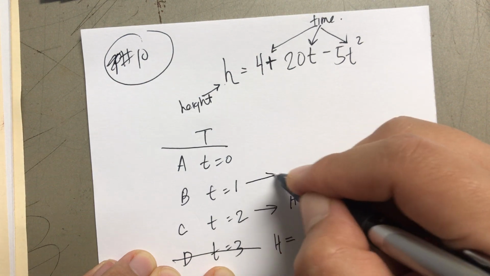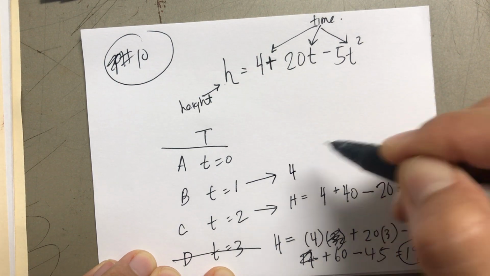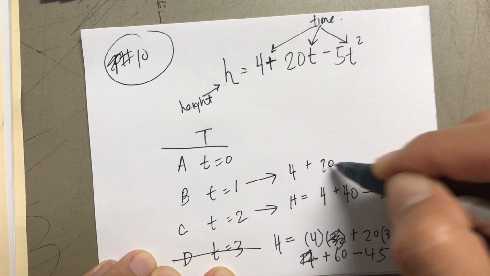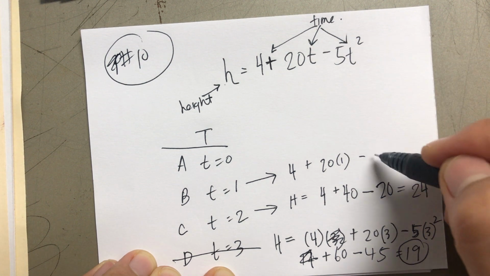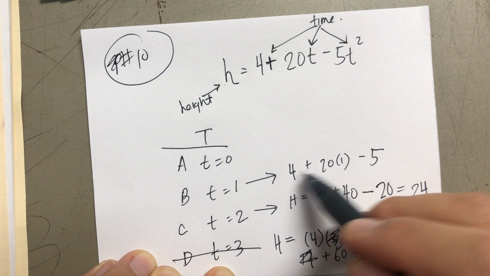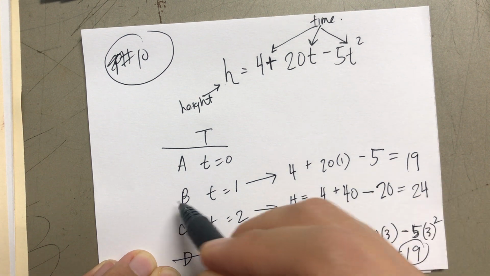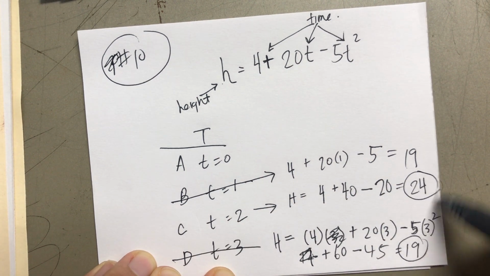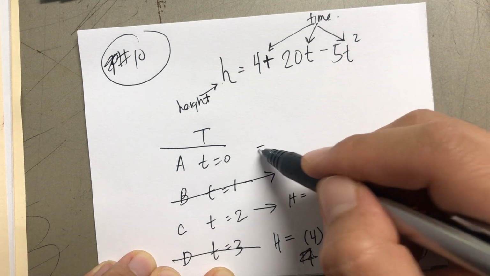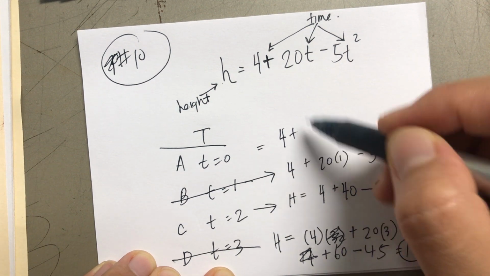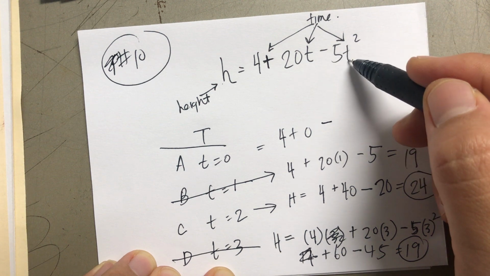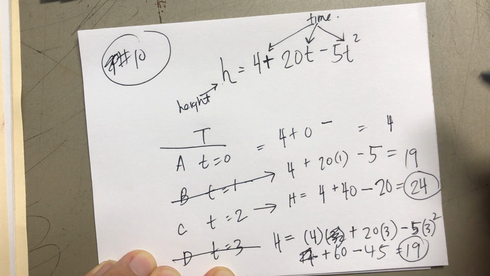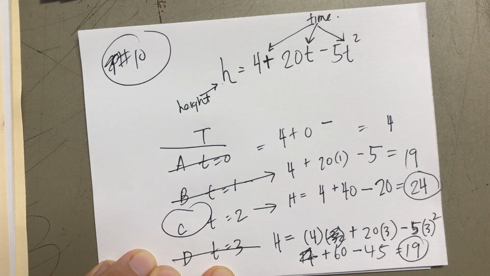Let's do this one. This one should be easy because it's 1. So 4 plus 20 times 1, which is just 20, minus 5 times 1 squared, which is just that. So that's going to equal 19. So already this one is not, because this one is the highest. And then this one's going to be easy again. 4 plus 20 times 0 is 0. Minus 5 times, if you plug in 0, so this is going to equal 4. So that's out, and your answer is C.